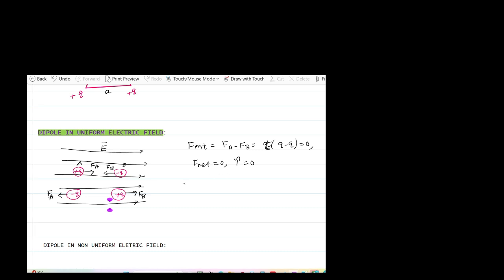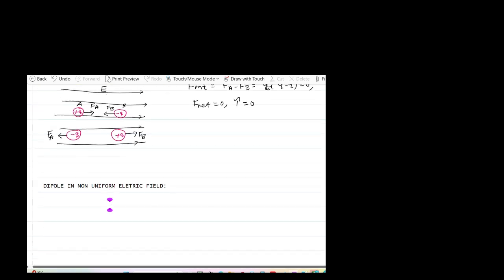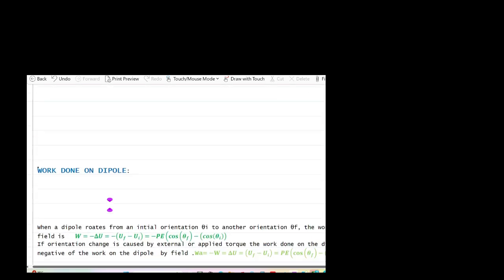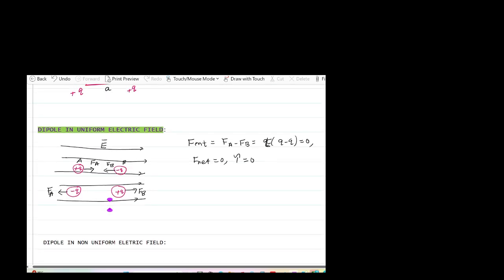Now coming to another orientation of the dipole, where the net force is 0. The torque subheading is not given separately, only the work done is given, so here I will write torque also. Let's consider a uniform electric field. The dipole is arranged like this, perpendicular or at some angle. This is the dipole moment. The force here is along the E direction, F positive, and in the opposite direction the force is F negative. So here also F net is equal to 0.